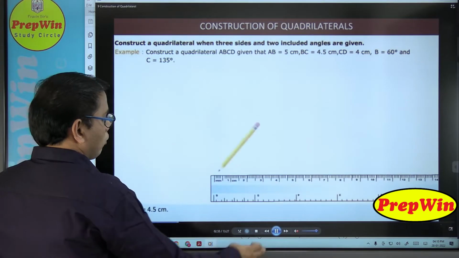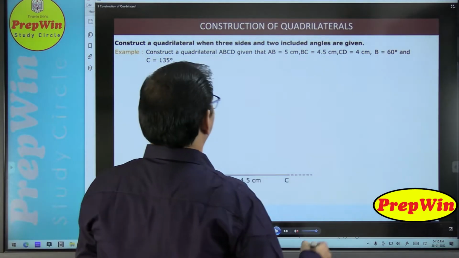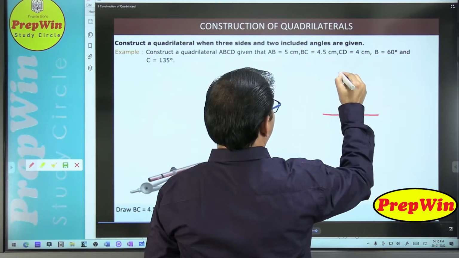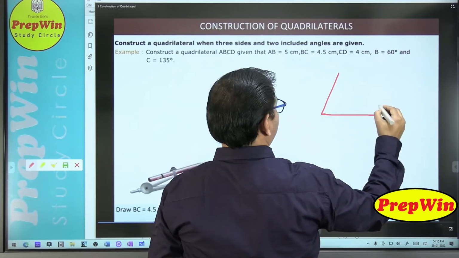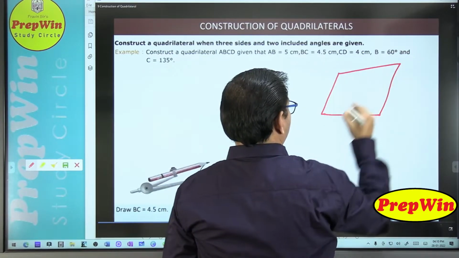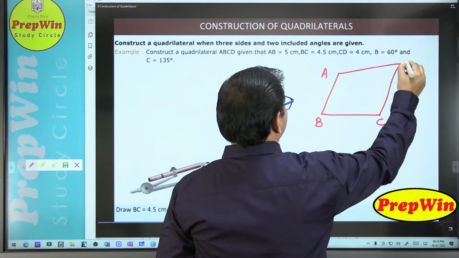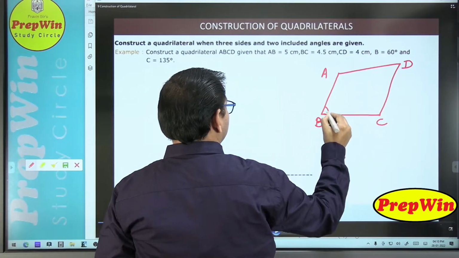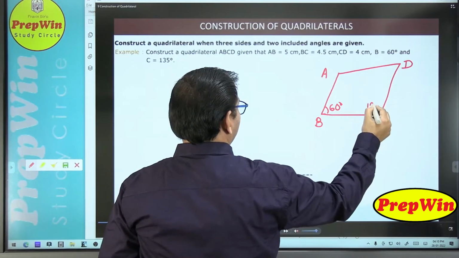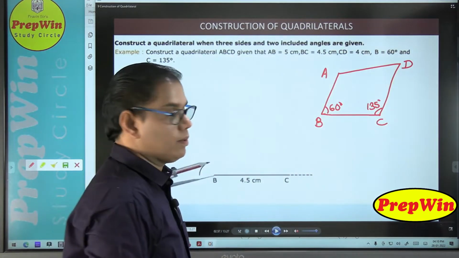So first we will start with a rough sketch. How to draw a rough sketch? It is a quadrilateral, any quadrilateral, so draw something like this. A, B, C, D. Why like this? Why is BC the base? Because angle B is 60 degrees and angle C is 135 degrees. So try to keep the angles at the base. It will be easy to draw it this way.